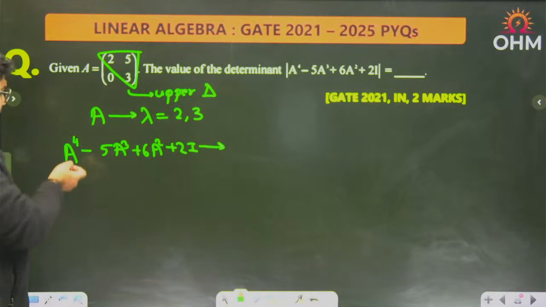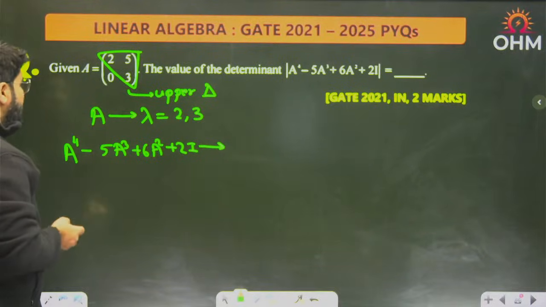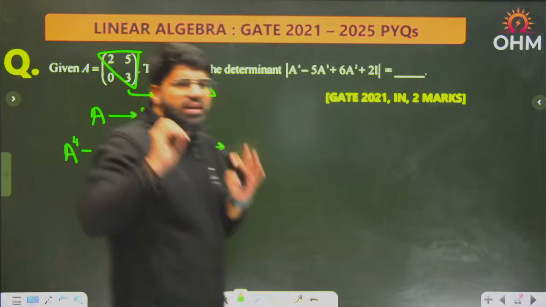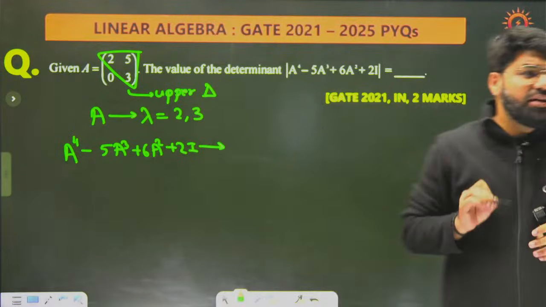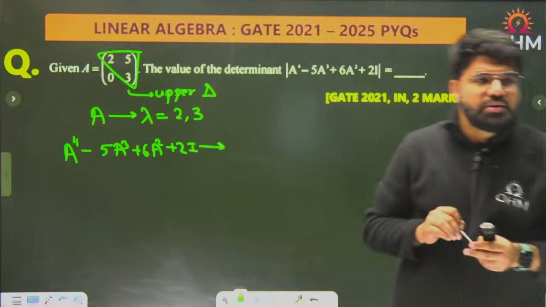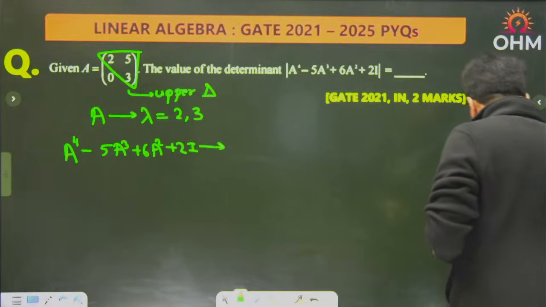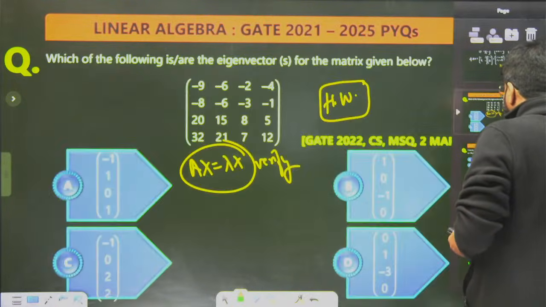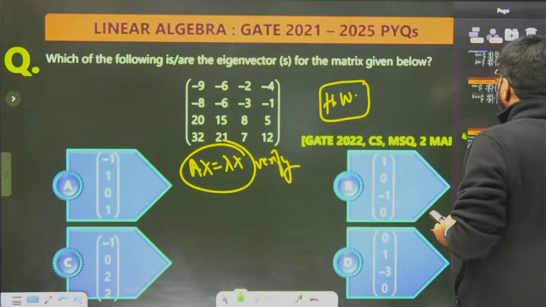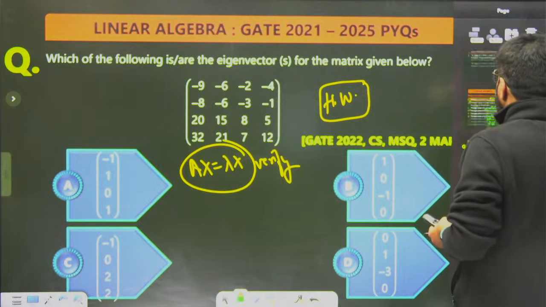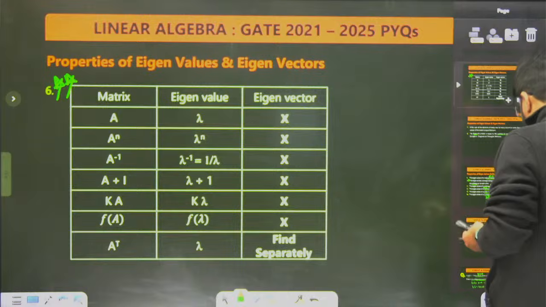Can I know the eigenvalues of such a given matrix? I don't need to form this matrix, A power 4 minus 5A cube, etc. Can I know the eigenvalues of this matrix? Yes, I can still know them. Why? I told you the important property, right? I just want to go back there. This property is going to be used.